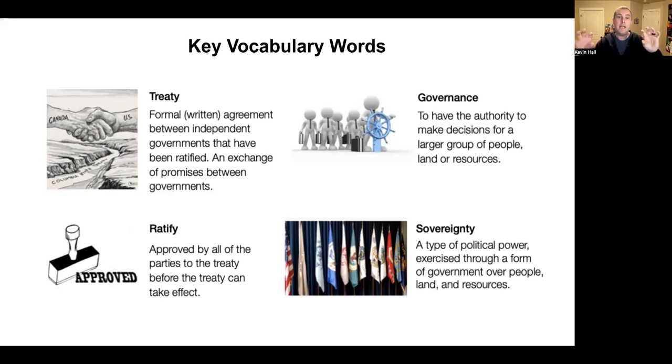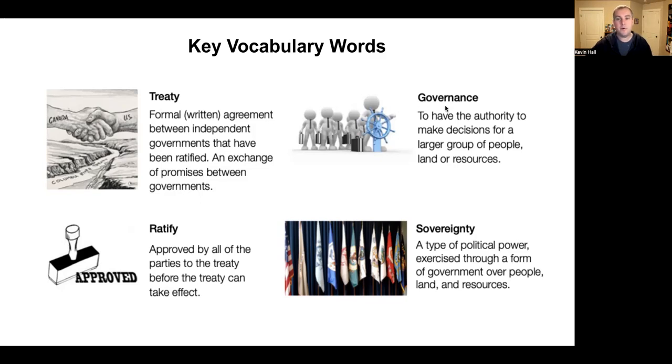And it could be agreeing on whose land is where. It could be agreeing on what kinds of things we're going to trade back and forth with each other. Treaties come in all kinds of shapes and styles and forms, but they are an agreement between two countries or two governments. So then that word ratify down here, ratify means to make something official, to approve it, to officially agree on something and make it happen. So a treaty, in order for it to be a real treaty, needs to be ratified. It needs to be made official.